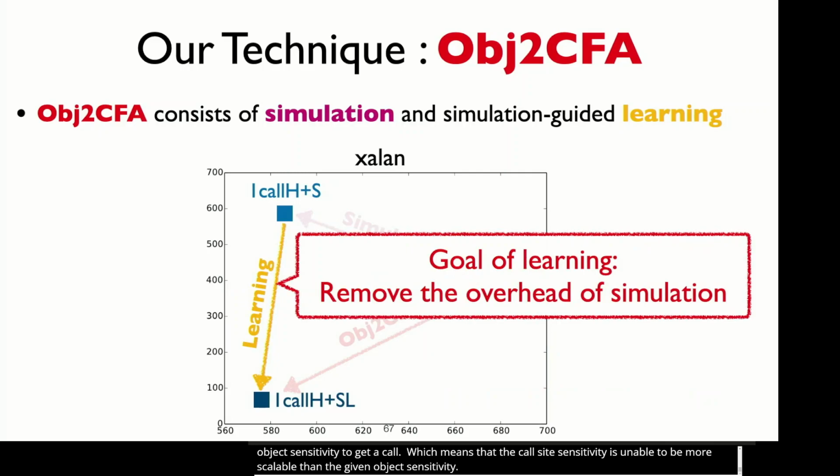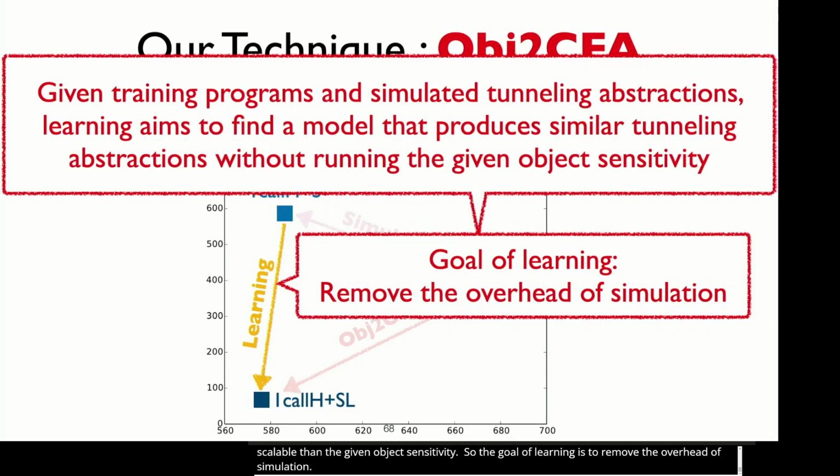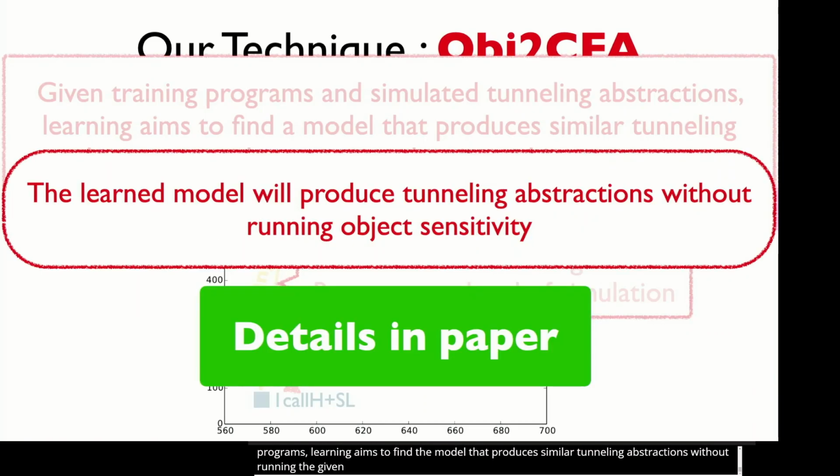So the goal of learning is to remove the overhead of simulation. Given training programs and simulated tunneling abstractions for the training programs, learning aims to find a model that produces similar tunneling abstractions without running the given object sensitivity. And the learned model will produce tunneling abstractions for other programs without running object sensitivity. If you're interested, please consult our paper. It's a kind of supervised learning.